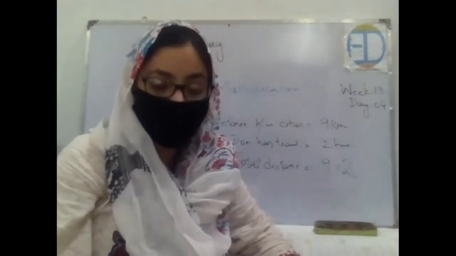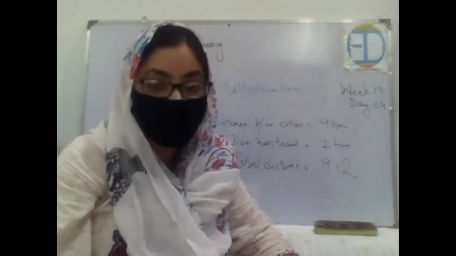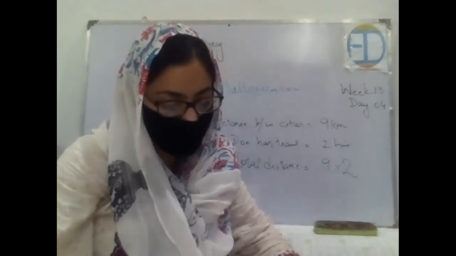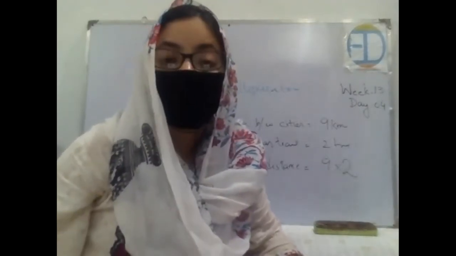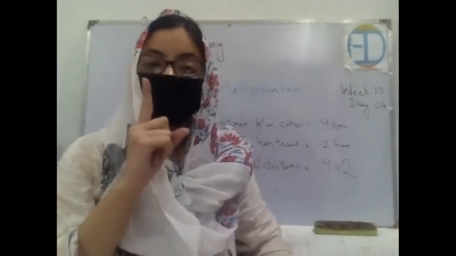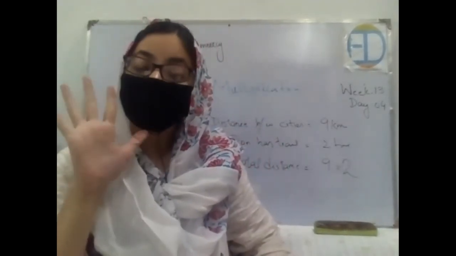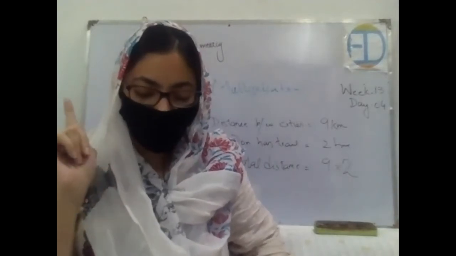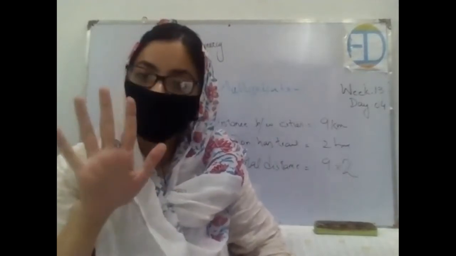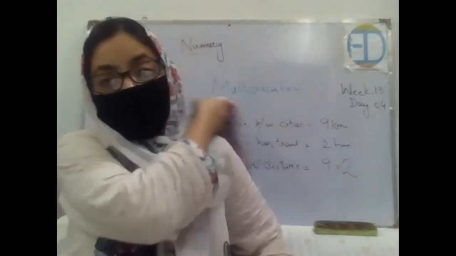Okay, so let's look at the next one. A box of candies costs rupees 9. Alina bought 5 boxes. How much did she spend? A box of candies has 9 candies in it, okay? In one box, how many candies are there? 9. So Alina bought how many boxes? 5 boxes. So how many candies does she have in total?